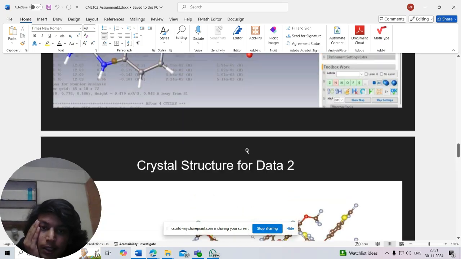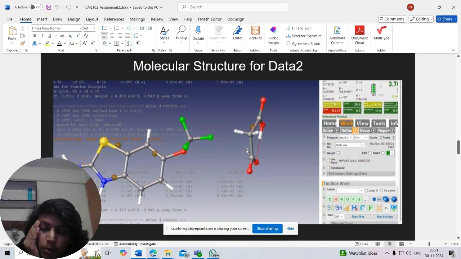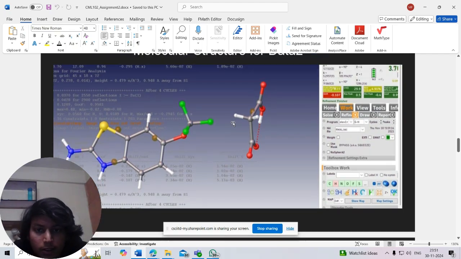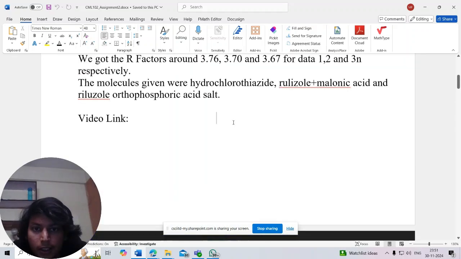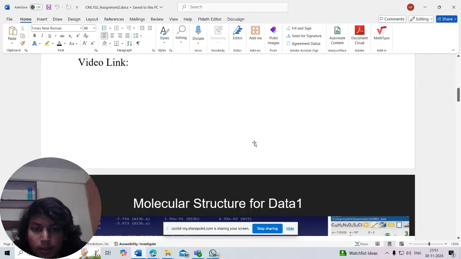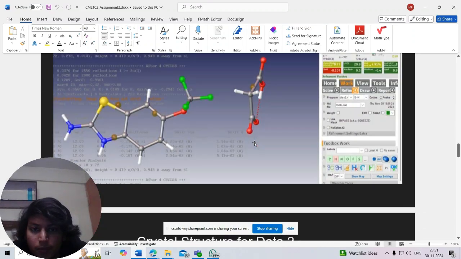And after that, the only problem that arises is when the atoms have similar atomic number, similar electron densities. The software basically works on these electron densities, right? It basically does a Fourier analysis. So I think this is fine. The R factor that we got for data 2 is 3.70, and then we did data 3.